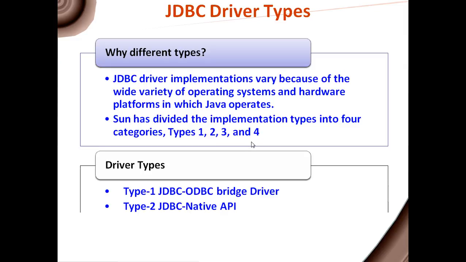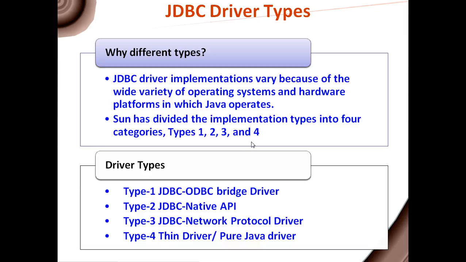So what are those different driver types? The first one, which was the oldest, is called the JDBC ODBC bridge driver. It relies on ODBC technology. Type 2 makes use of the JDBC native API, where there is some dependency on native API. We'll see this a little bit as part of the overview. Then type 3 is called JDBC net, also called the network protocol driver. We will go into a little overview of this driver also.